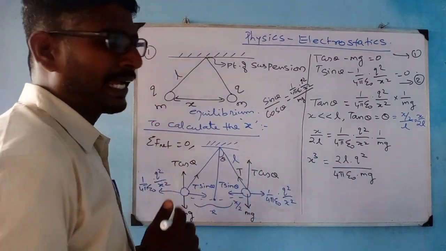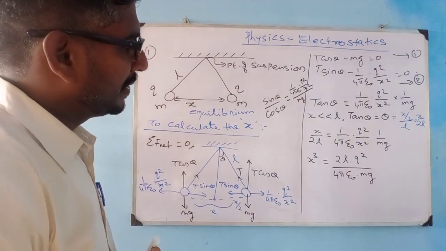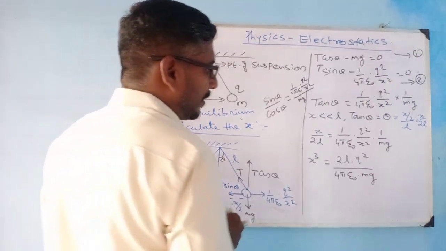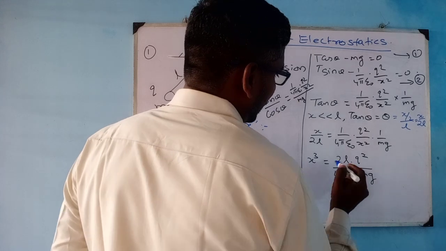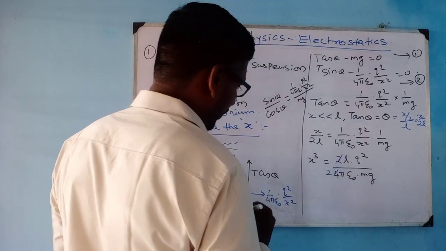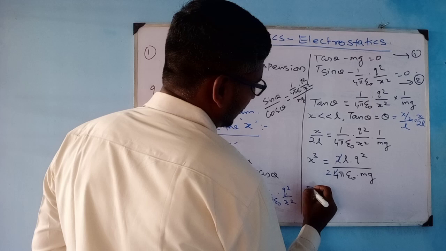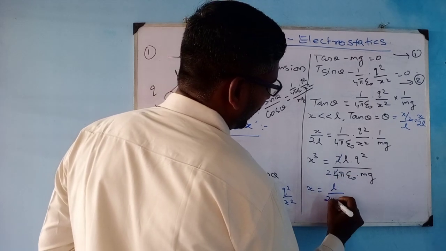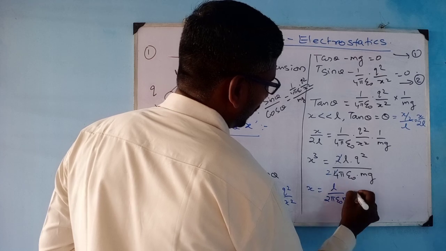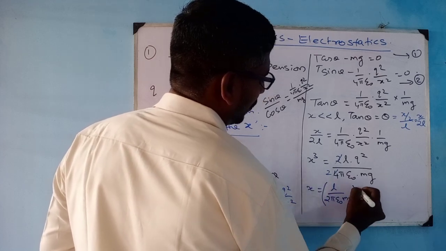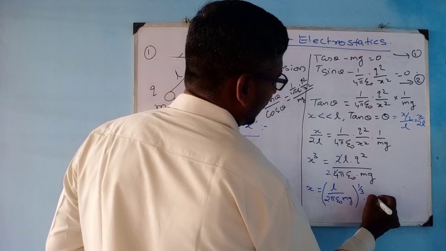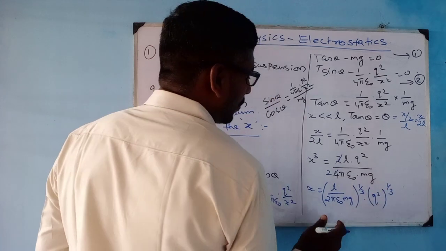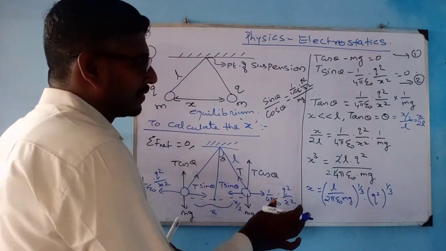So this is my x cube. When I am getting this x cube, it is very simple for me to calculate my value of x. These 2 will get cancelled, and this is 2. My value of x is x equal to L by 2 pi epsilon naught mg to the power of 1 by 3 into q square to the power of 1 by 3. So this is the required answer for this sum.